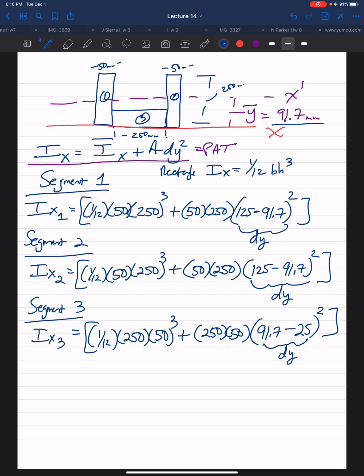So doing this math and then adding for your I sub x total, it'll be I sub x1 plus I sub x2 plus I sub x3. Doing this math, working it out, you get approximately 216 times 10 to the 6 millimeters to the 4th power.